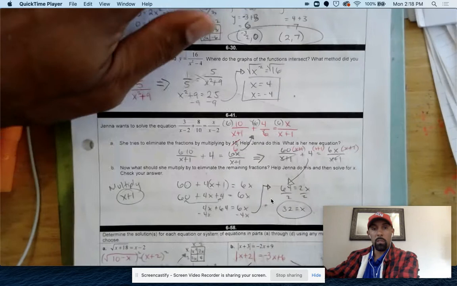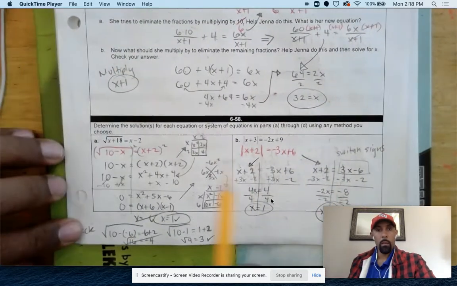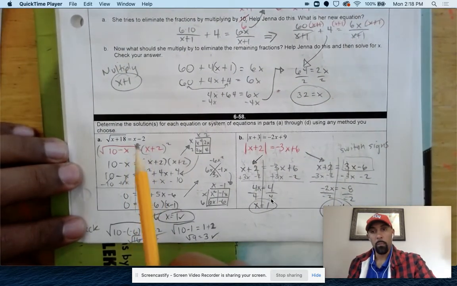All right, the next one's down here. These are the square root problems. You guys have seen a lot of these.